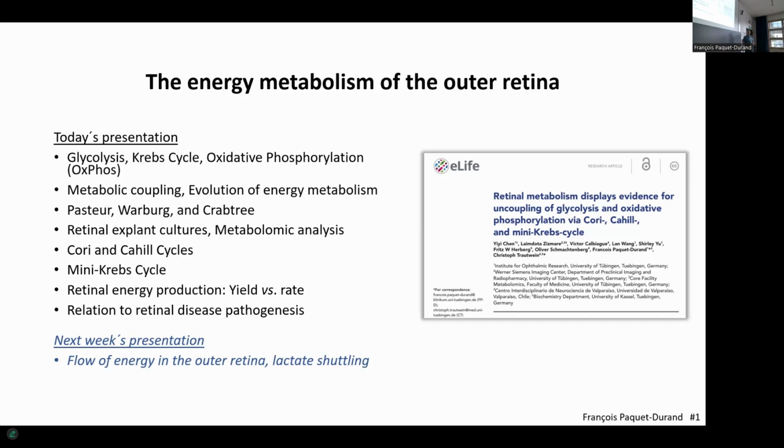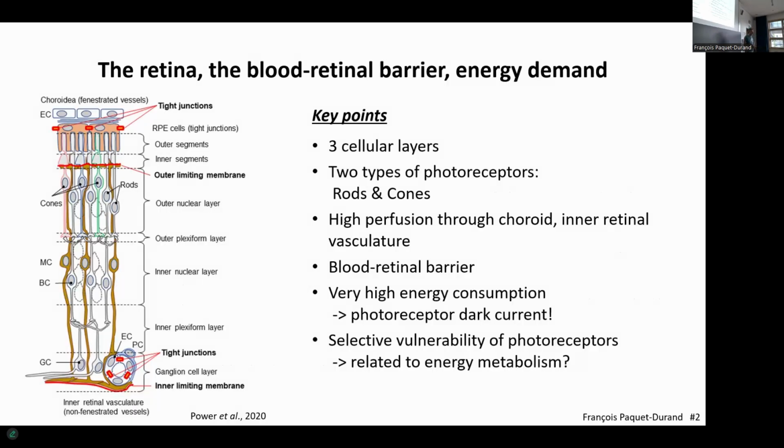Okay, so I don't need to introduce the retina to you. We all know that there are basically three main cellular layers: the outer nuclear layer, the inner nuclear layer, and the ganglion cell layer. The outer nuclear layer harbors the photoreceptors, rods and cones. We probably also all know that photoreceptors have a very high energy demand. This energy demand is mirrored by a very high perfusion rate in the retinal vasculature. The choroidal vasculature has the highest perfusion rate anywhere in the body.